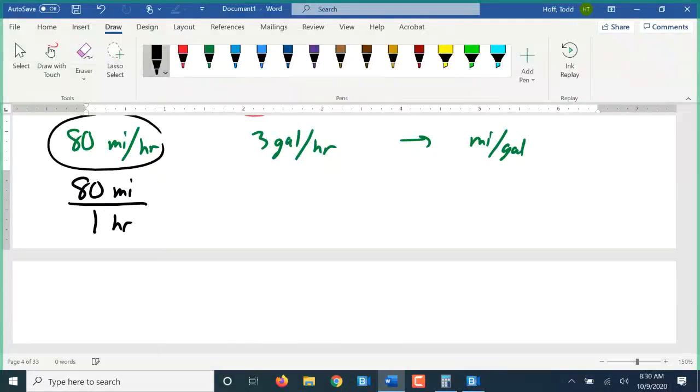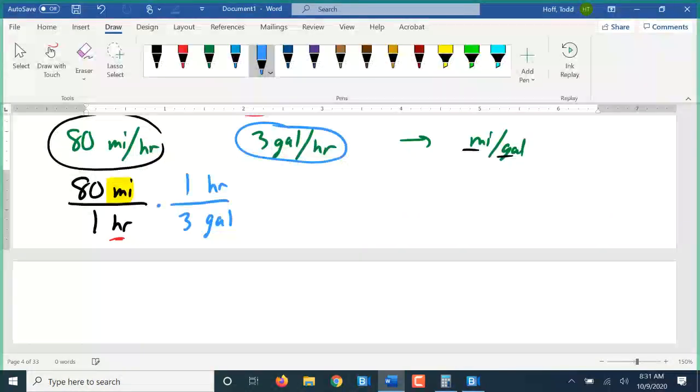We want miles per gallon. So the miles is going to stay. It's the hours that we have to get rid of. This provides us with that equivalency. We're going to put hours on top, gallons on bottom, and it is 3 gallons per hour. The hours cancel out. 80 miles times 1 is 80 miles. On bottom, 1 times 3 gallons is 3 gallons.